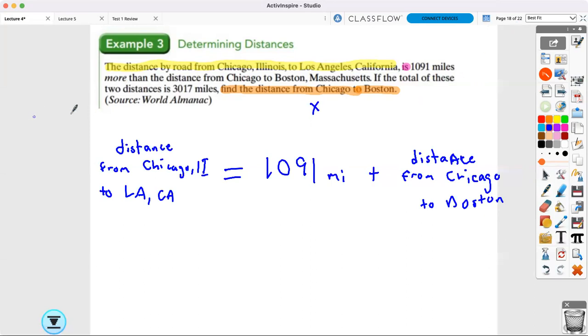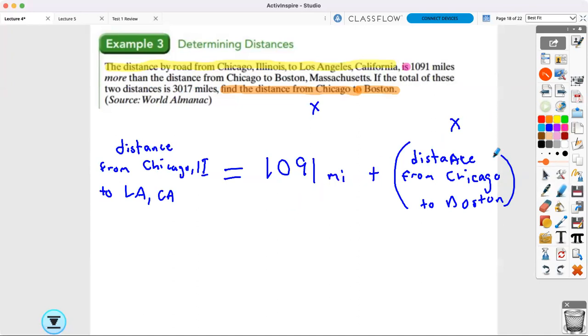If the total of these two distances is 3,017 miles, find the distance from Chicago to Boston. So everyone can agree that this over here, the blue distance from Chicago to Boston, that's X. I'm gonna put parentheses around that. I'm gonna put an X on top of that. That's X, right? The distance from Chicago to Boston. So this whole phrase is X. Now let's look at the second sentence. If the total of these two distances is 3,017, total of these two distances, guys.